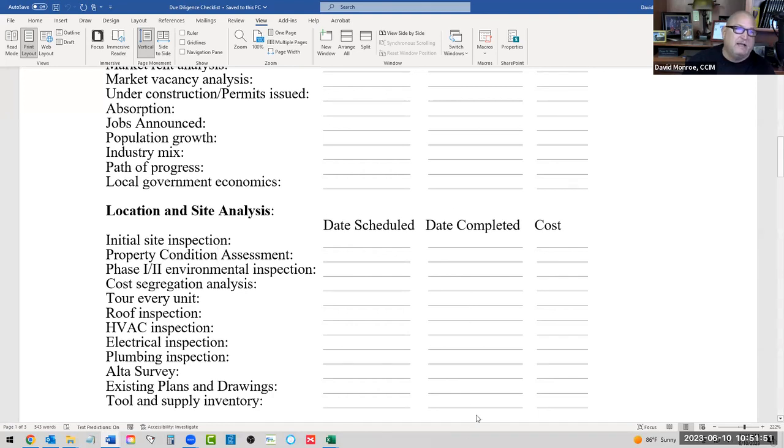The date you schedule it, the date you complete it, and if there was a cost associated with it.